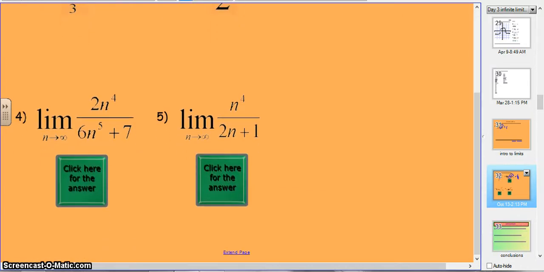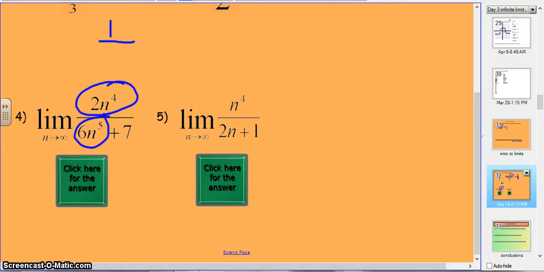Now, if we look at this one, the highest power on the top is 2n to the fourth, but the highest power on the bottom is 6n to the fifth. So the powers are not the same. The highest power is on the bottom. Now, we did talk about this when we talked about asymptotes. So basically, wherever the highest power is, kind of wins. It's going to get bigger faster. So we're kind of going to ignore the top.